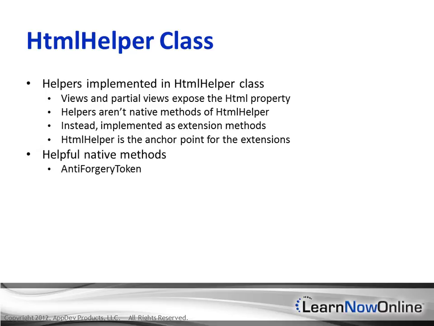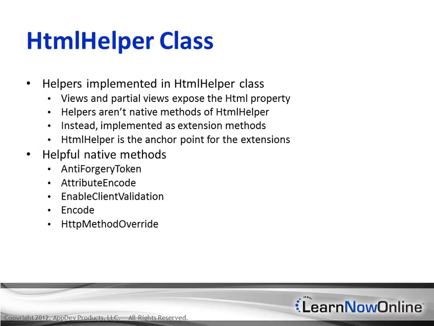is actually on your website using your view. This is to avoid some web attacks from people creating the same form on different servers trying to hack away at your system. So this is part of the defense of MVC4. By itself it's not the best, but it definitely gets you that 80% rule that I mentioned before. Other native methods that are very helpful are the attribute encode, enable client validation, encode, and then HTTP method override.